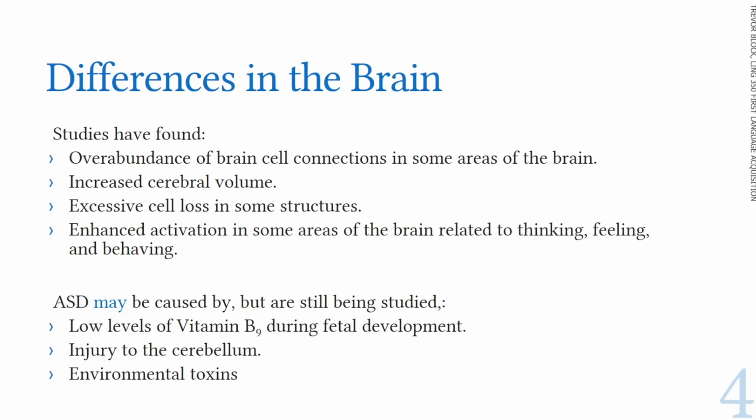So some differences in the brain, which we can be loose about, is that there's an overabundance of brain cell connections in some areas of the brain. So there are just more connections than in typically developed kids. Increased cerebral volume, excessive cell loss in some structures, and some enhanced activation in some areas of the brain related to thinking, feeling, and behaving. So in other words, the activity is different. There tends to be more activity in the brain of people with autism than typically developed people.